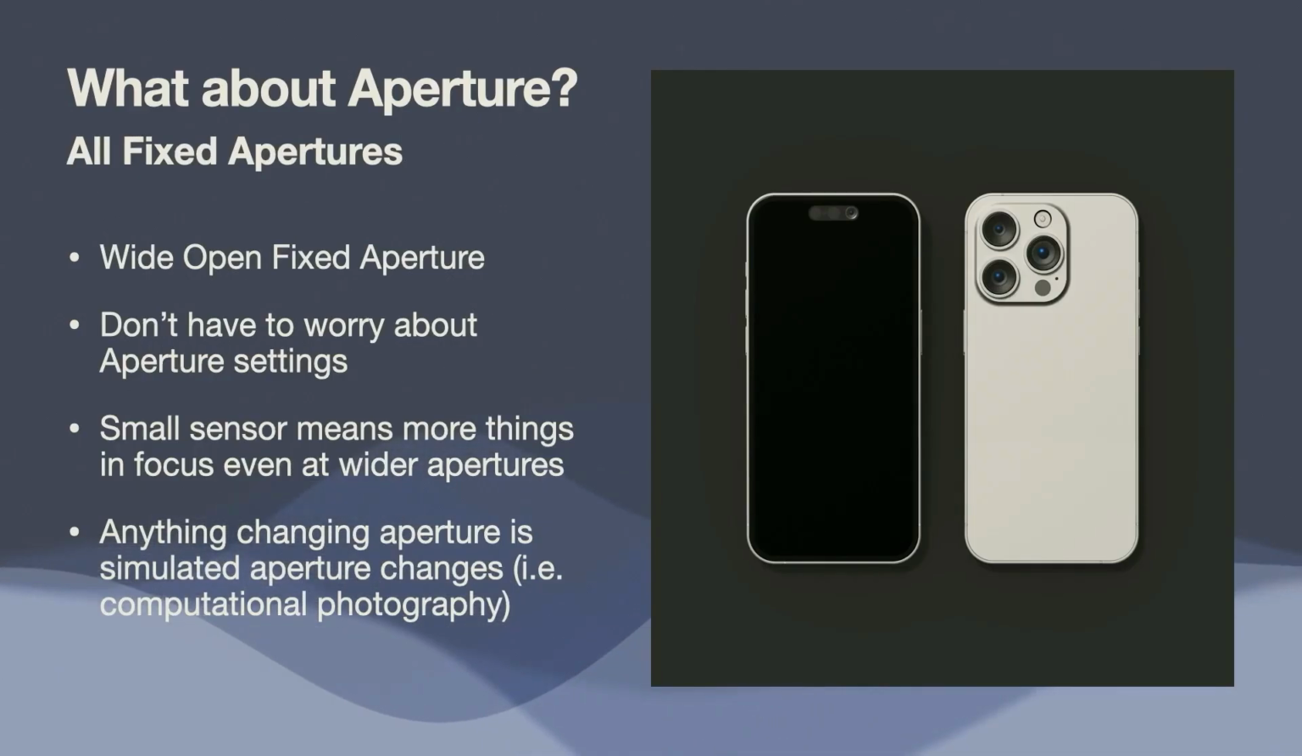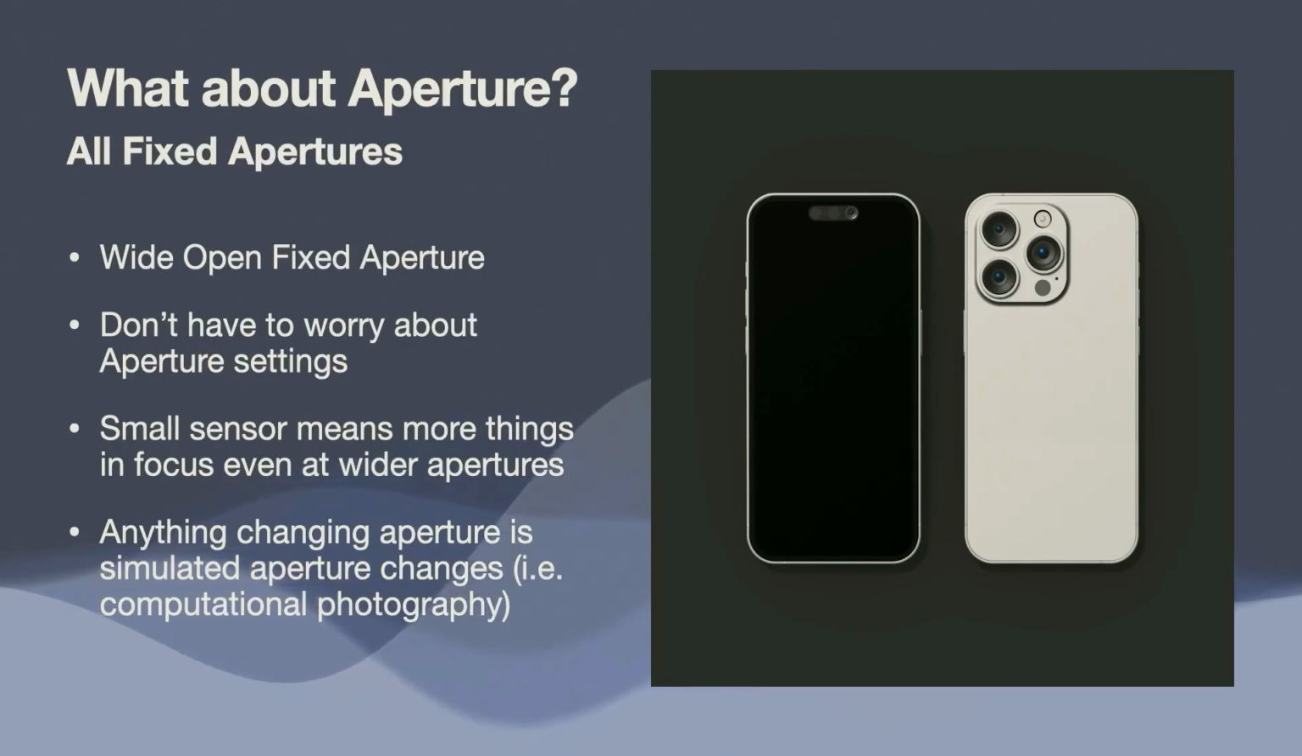That's why those new modes like portrait mode are very, very powerful, because they allow us to mimic a larger sensor with that bokeh and that blur we get in the background. So we just don't have to worry about aperture settings on the phone. That's kind of great. The small sensor means that more things are in focus, even at that wider aperture.